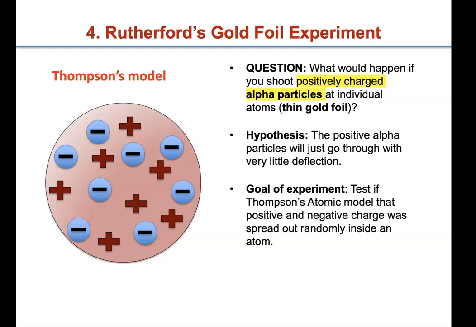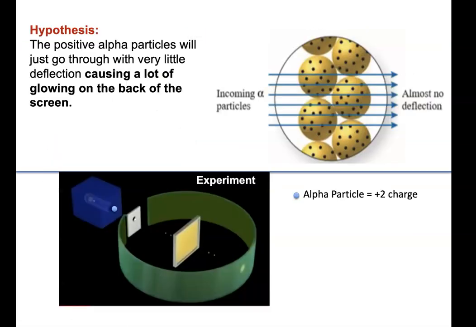He used a recently discovered radioactive substance that produces positively charged alpha particles. These are two protons and two neutrons that are hugging together. So you can send a stream of these towards a thin slice of gold foil with a thin layer of atoms and see what happens. So he predicted that the alpha particles will go right through a thin gold foil without any deflection, as shown in this model over here.